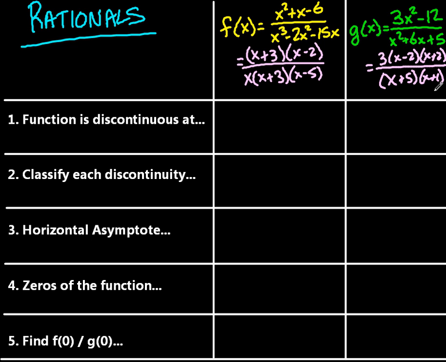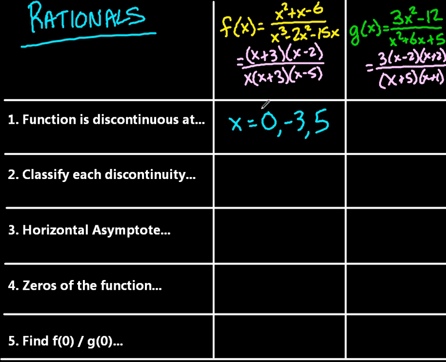So, again, always a good idea to get your factoring out of the way, because you can read almost everything based on the factoring. So first, where is a function discontinuous? Rationals are discontinuous when the bottom equals 0. So, for the first guy, the bottom equals 0 at 0, -3, and positive 5.